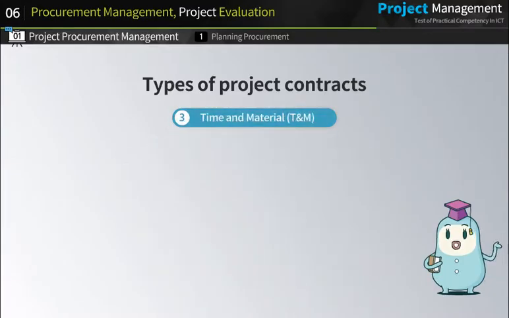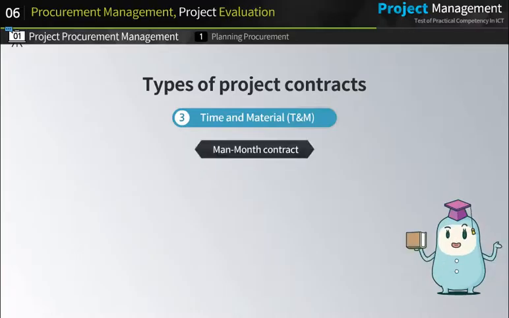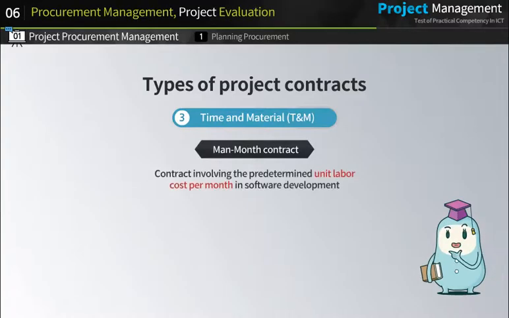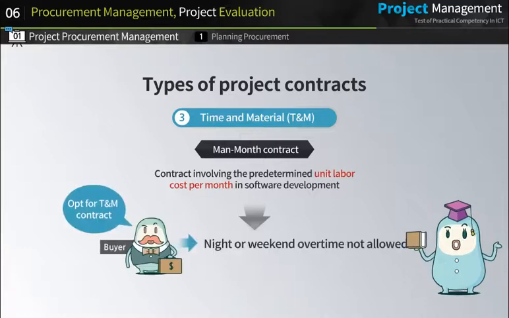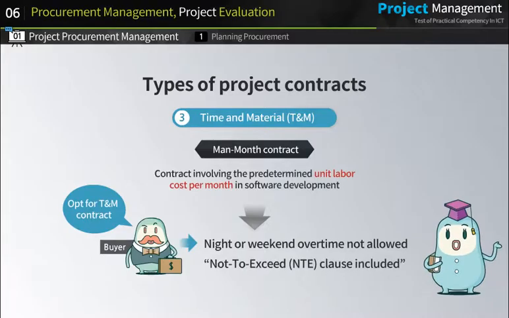Third, the time and material contract. It is also known as a man-month contract. This category of contract involves the predetermined unit labor cost per month in software development. However, in case a seller opts for the T&M contract, a buyer would not allow night or weekend overtime. So this category of contract may include a not-to-exceed clause capping the project time.